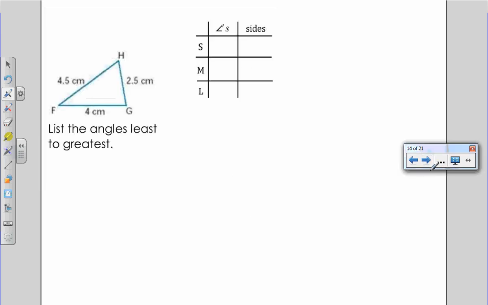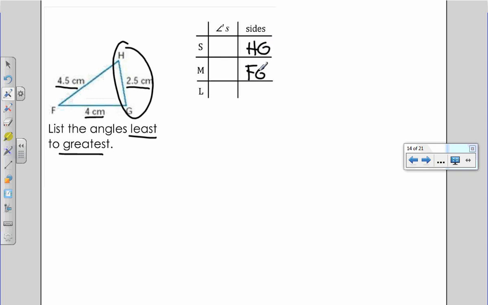So we're going to list the angles from least to greatest. This time we don't have our angles, we're going to list our sides instead. Well, the smallest side means the one that is the least long, the shortest. Which one's shortest? That would be this one, HG. The medium is FG. And the largest is FH.